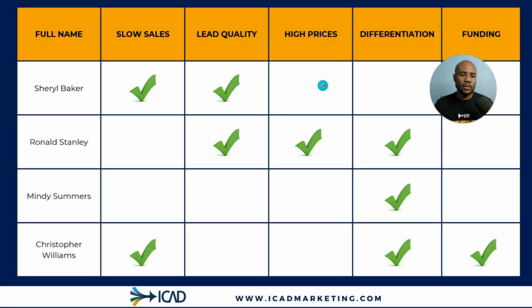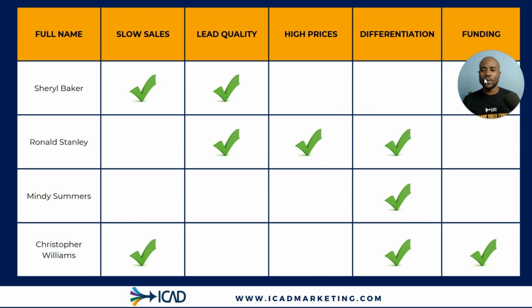So once we come over to the next slide, we want to create a column for each of the problem themes or categories that we created. We're still going to have everybody's name, but then we have a column for each one of the themes, right? So Cheryl Baker falls within the themes of slow sales and lead quality. Ronald struggled with lead quality, high prices, and differentiation. Mindy struggled with only differentiation. Christopher struggled with slow sales, differentiation, and funding.